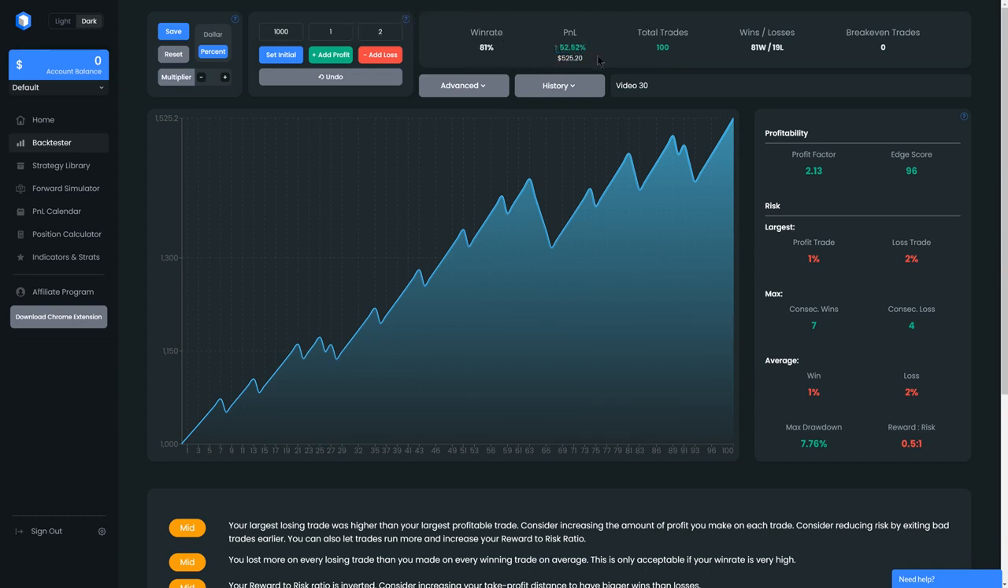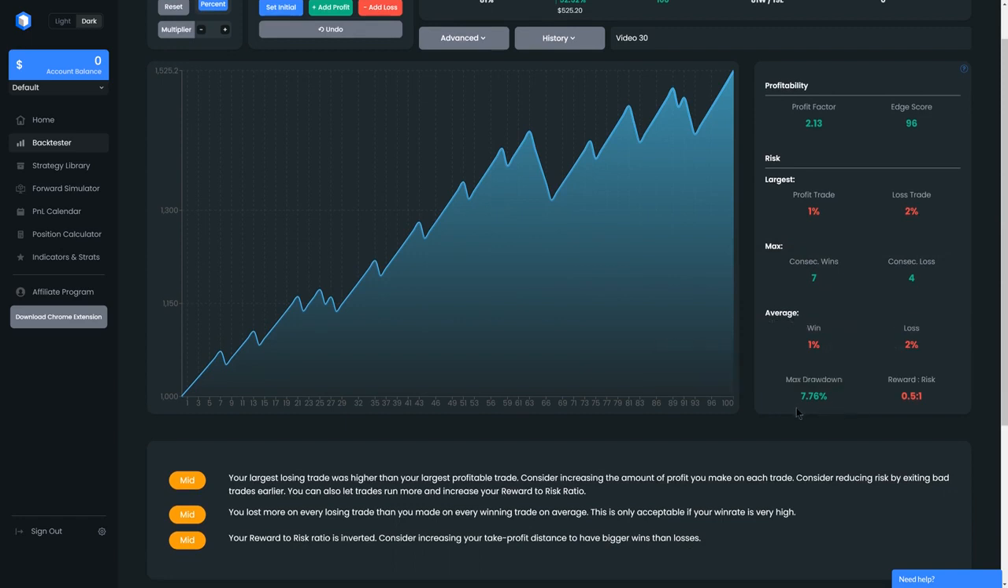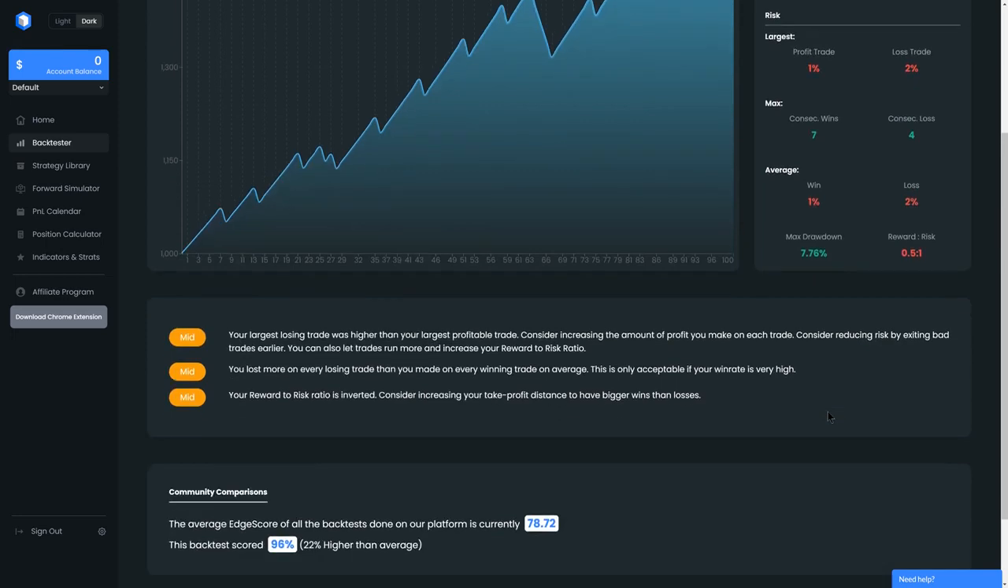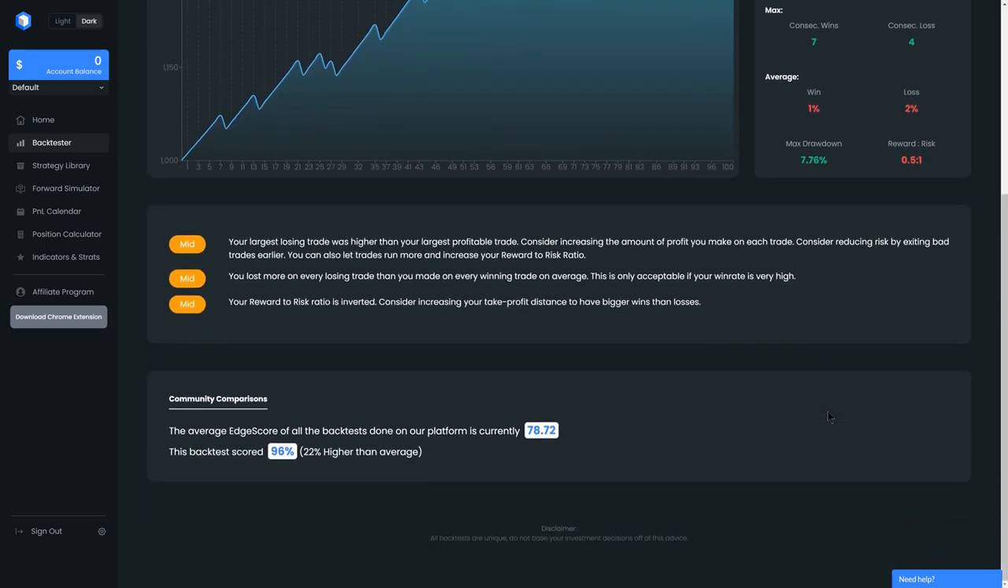I know the risk-to-reward ratio was negative. For every $2 we were risking, we were only making $1. But with a win rate of 81%, the overall strategy becomes super profitable. You can still have a negative risk-reward ratio and still have a profitable strategy. We saw that it had an amazing profit factor of 2.13, 7 consecutive wins against 4 consecutive losses, and a maximum drawdown of 7.76%. Also, it took me just over 4 months to find these 100 trades.